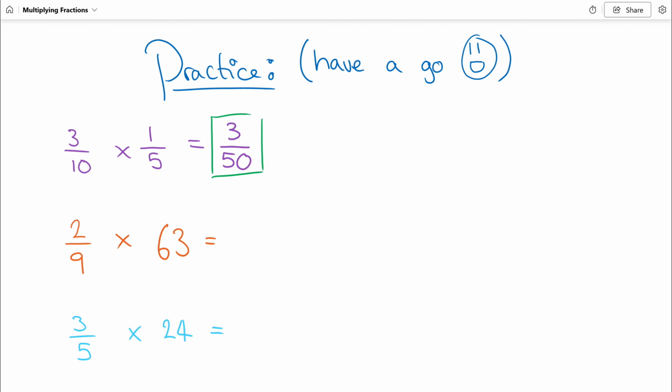All right, the second one has a whole number. So first things first, we're going to rewrite it so that 63 is now a fraction. So we've got 2/9 times 63 over 1. Now we're going to times them out. All right, so 2 times 63 is 126. 9 times 1 is 9. I know that 9 goes into 126 just because I can see that 9 goes into 63. Identifying factors is quite useful in maths, but we can go through that another day. So 126 divided by 9 is 14. And then 9 divided by 9 is 1. Anything over 1 is itself, so the answer is 14.